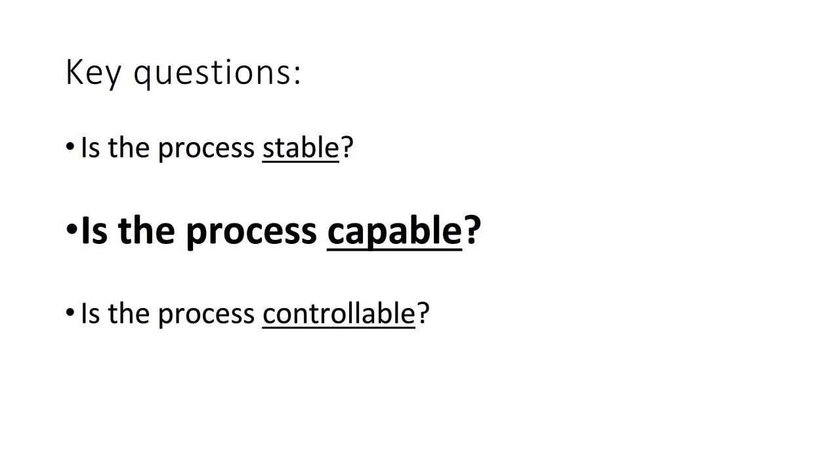So this series of videos explores three concepts that are fundamental to quality control. These are stability, capability, and controllability. In the last video we discussed stability, and you should now have a good understanding of that concept. We'll cover capability in this video and cover controllability later on.